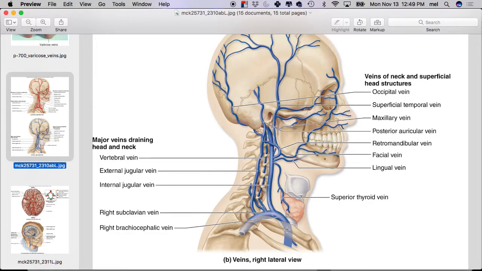Is that okay? And the two brachiocephalic veins will join to become the what? Superior vena cava. So there's a difference. You have one brachiocephalic artery on what side? Right side, but you have two brachiocephalic veins.